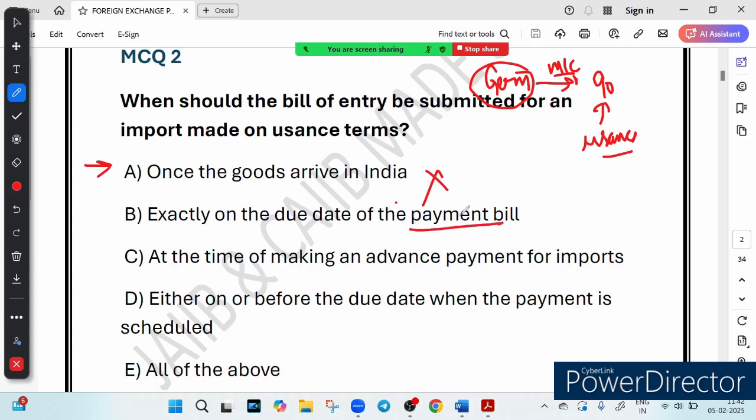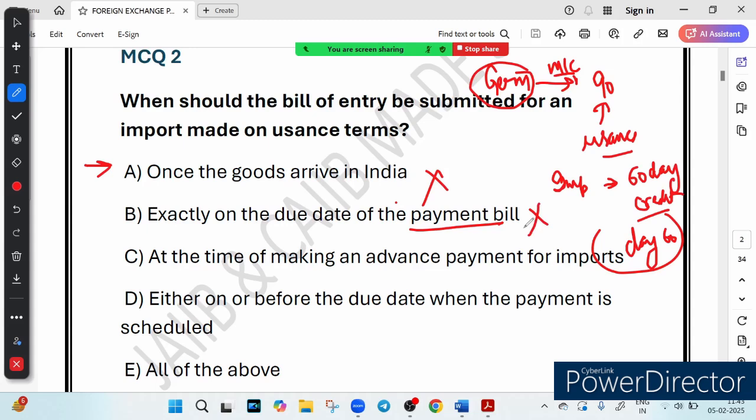Then option B says exactly on the due date of the payment bill. Yes, this option is partially correct, but it is risky. If the importer waits until the exact due date, any delay in documentation might cause compliance issues or penalty. Let me give you an example to substantiate it. Suppose an importer has a 60-day credit period for an import from China and submits the bill of entry exactly on day 60. Any process delay could cause legal and financial issues. So that is why it is also incorrect, because submission should be on or before the due date, not just exactly on it.